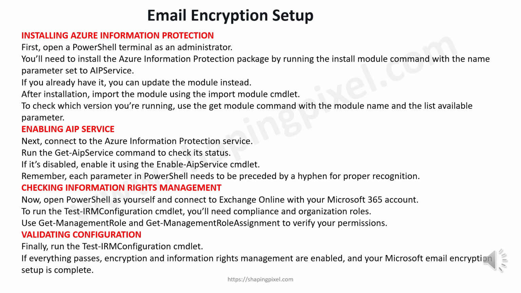Now, open PowerShell as yourself and connect to Exchange Online with your Microsoft 365 account. To run the Test-IRMConfiguration cmdlet, you'll need compliance and organization roles. Use Get-ManagementRole and Get-ManagementRoleAssignment to verify your permissions. Finally, run the Test-IRMConfiguration cmdlet. If everything passes, encryption and information rights management are enabled, and your Microsoft email encryption setup is complete.